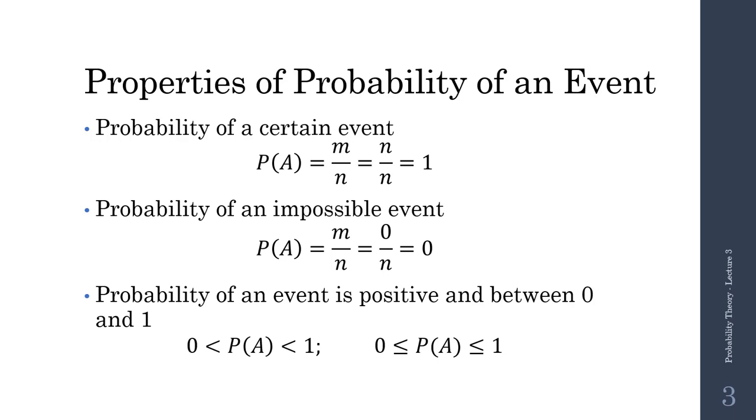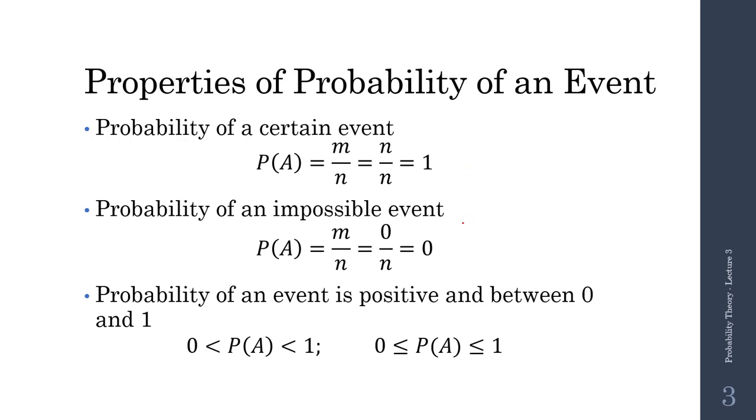Properties of probability of an event. Probability of a certain event equals 1. Probability of a certain event, P of A equals M over N, which is N over N, equals 1. So this is the certain event. Probability of an impossible event equals 0.